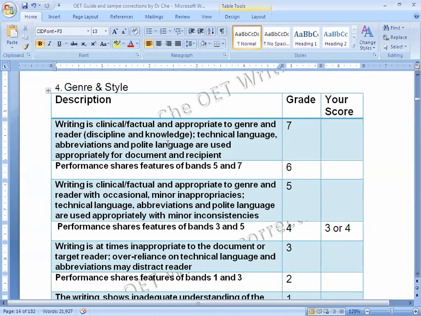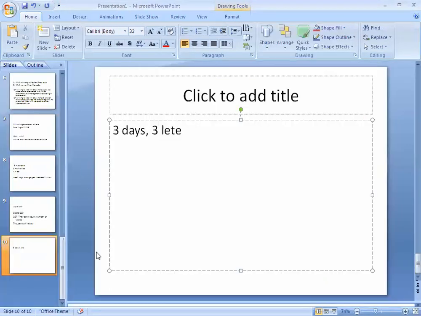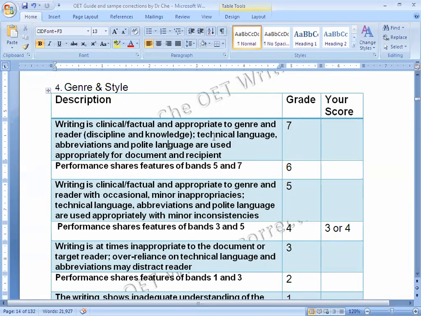No, this is not like abbreviation, because in OET we can use abbreviations. Genre means according to the discipline, according to the knowledge. It means using medical terms. If your reader is a common man, don't use medical terms, and use formal language, don't use informal language. For example, if you start like this, hello, how are you, Mr. Smith? You are presenting with this, and he was looking here and there, he got a fever, this is street language. Here you need to use formal language. So your writing is clinical and factual.